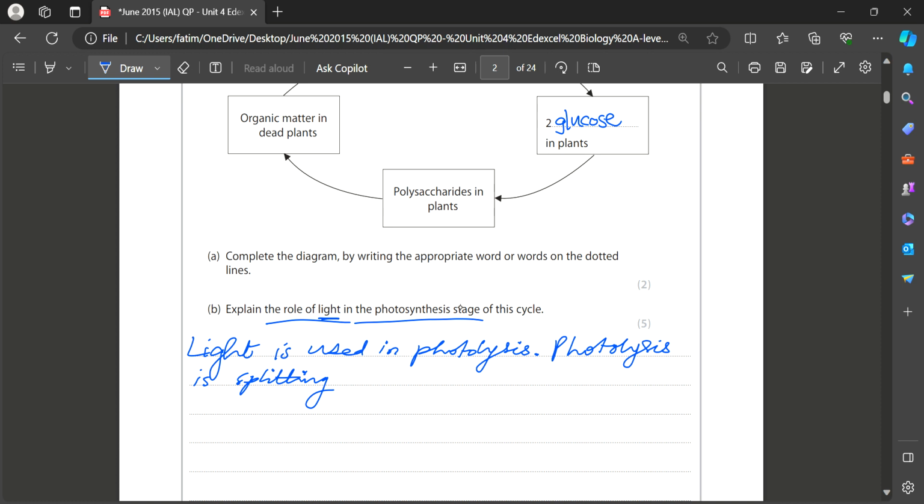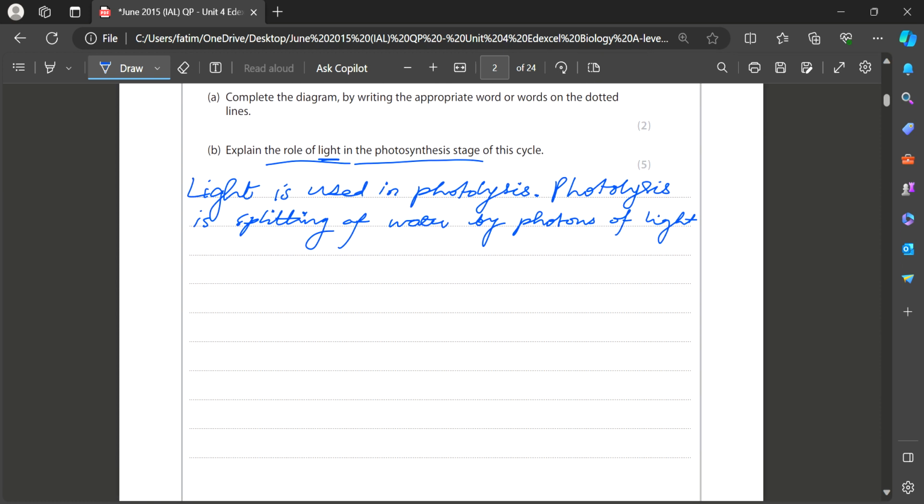So it's the splitting of a water molecule. So it's the splitting of water by photons of light. By photons of light. There it is. That's probably our first mark. We explain how light is used. They're splitting water. What happens to water? We get what? So it's H2O, we know that. So if we're going to split this, we're going to get H plus ions. And the H plus ions are the ones that we need.